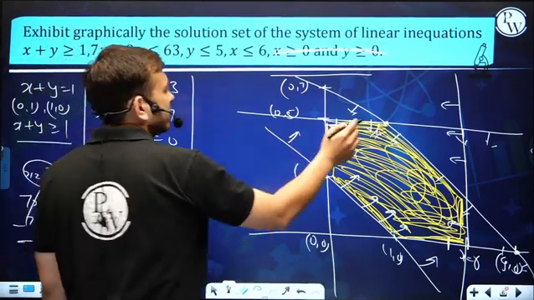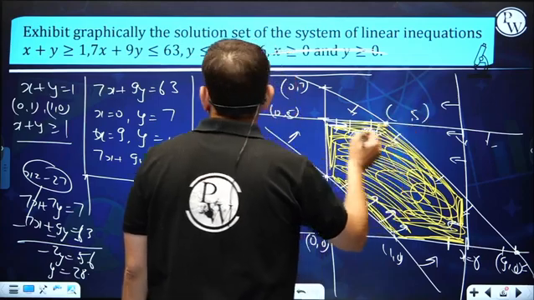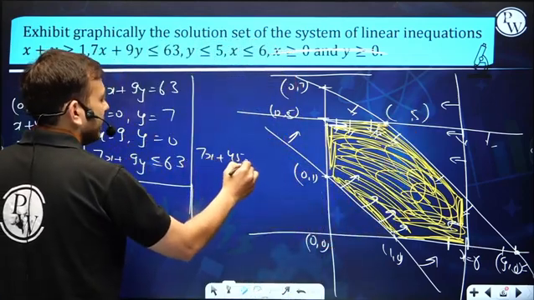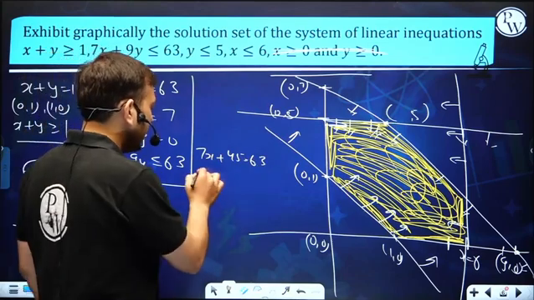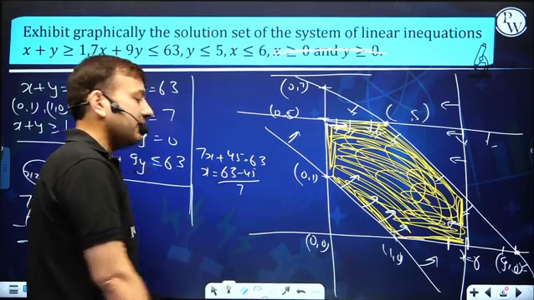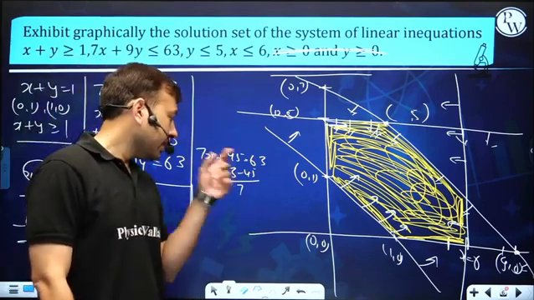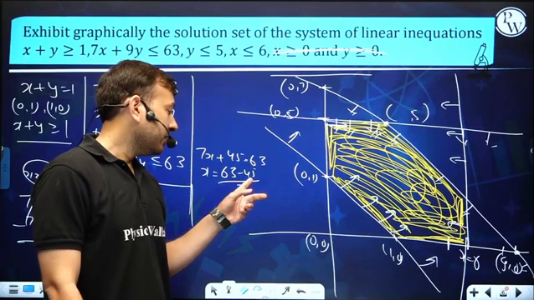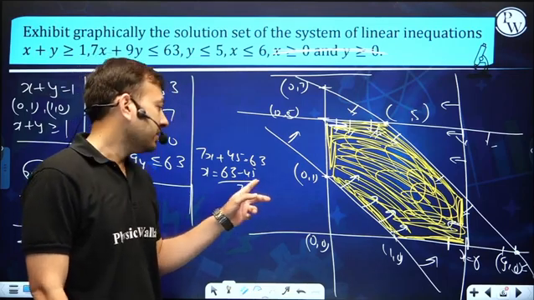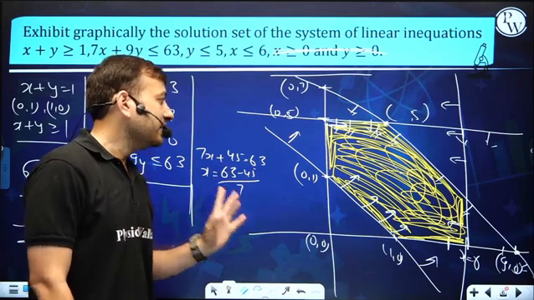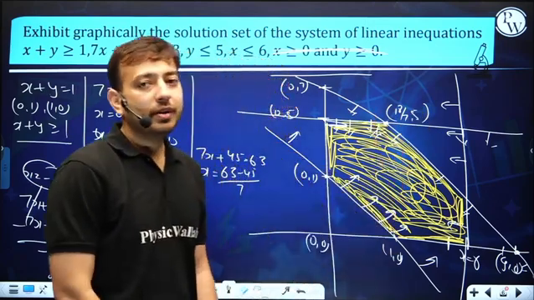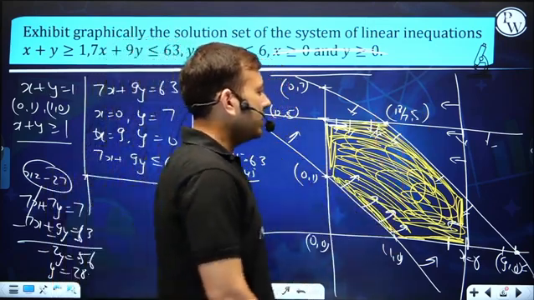So if you put y equals 5, it will become 7x plus 9 fives are 45 equals 63. So x equals 63 minus 45 by 7. So what will it become, sir? It will become 18 by 7. Okay, sir, it will become 18 by 7.